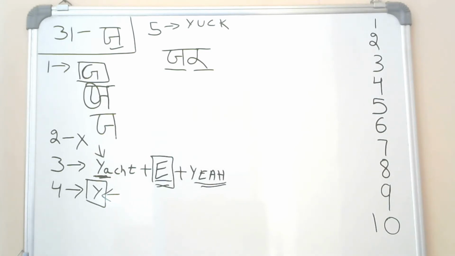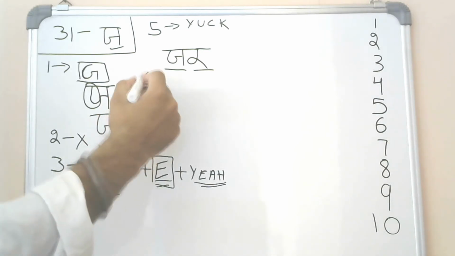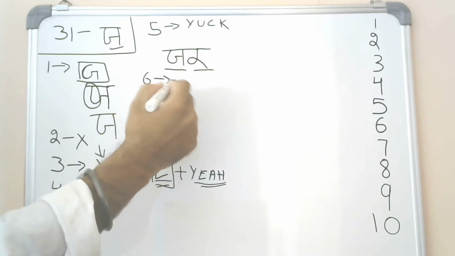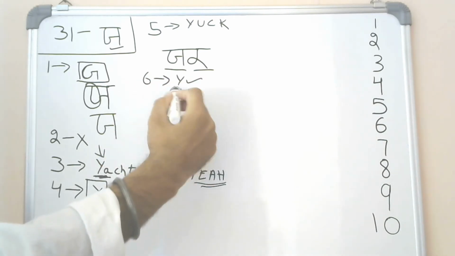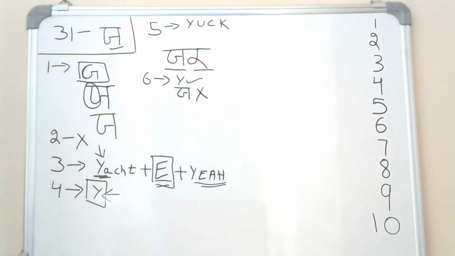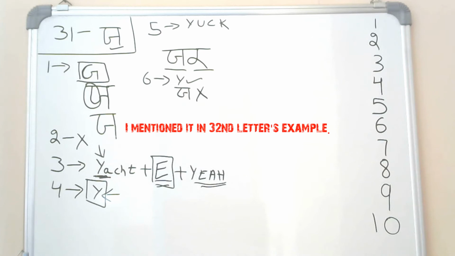Sixth step is wrong sounding words. Any word which will be starting from Y but not from yeah. Do we have any words? I do not have any examples. But if you guys have, please let me know in the comment section below.